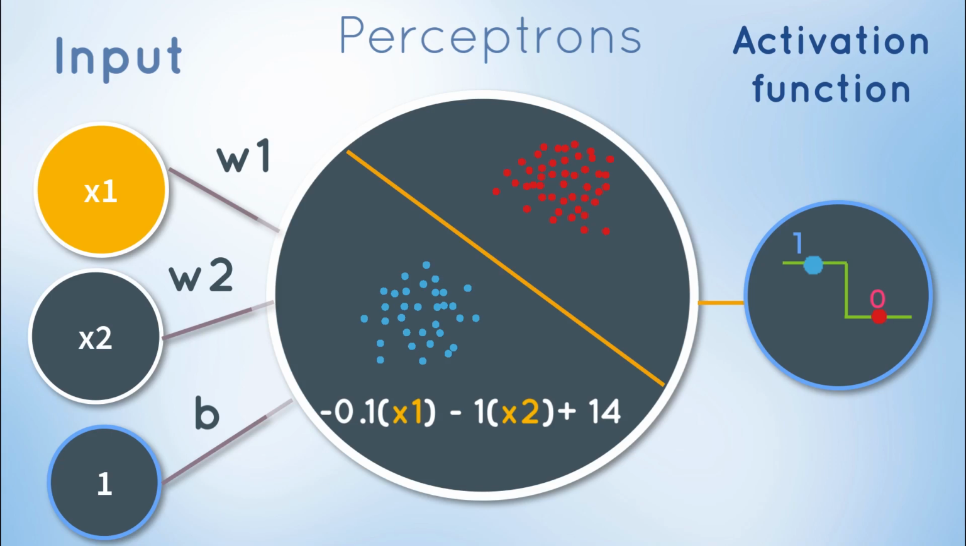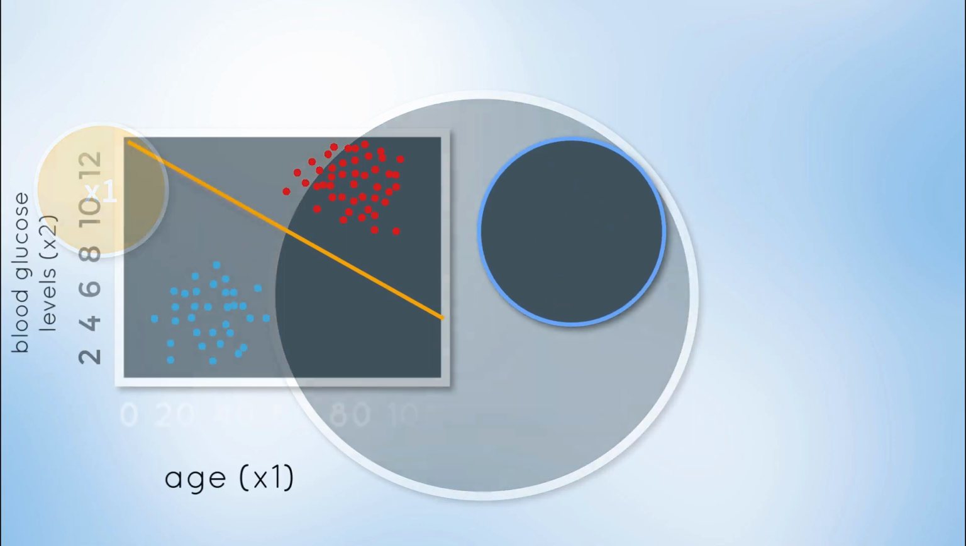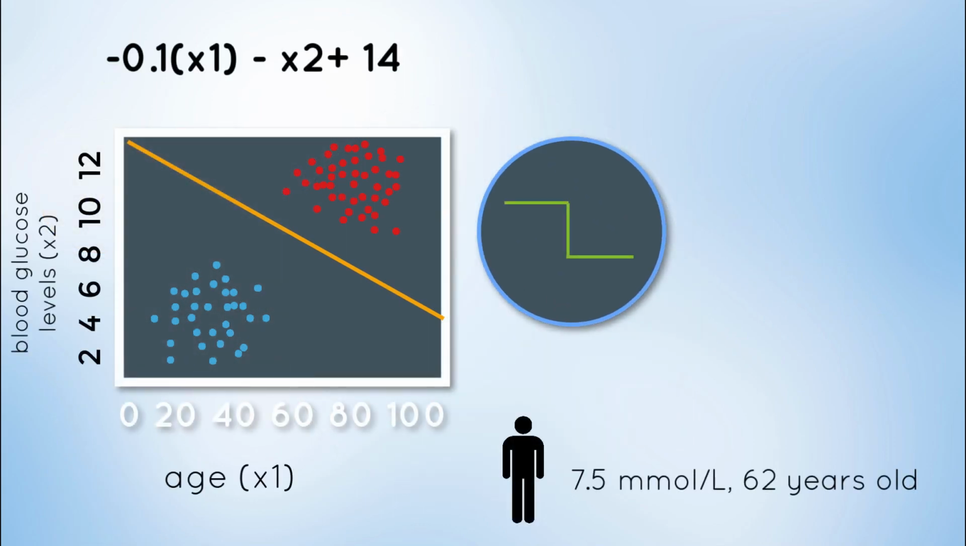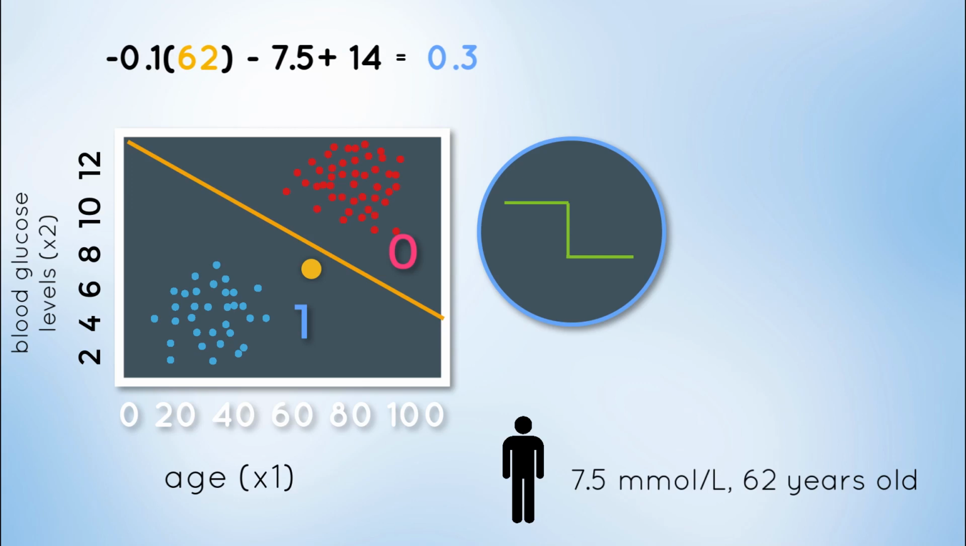Instead of representing our predictions as discrete values of zeros and ones, they need to be continuous probabilities, which is why we cannot use the step function. Because suppose we wanted to predict the likeliness of someone who is, let's say, 62 years old with a blood sugar of 7.5 millimoles per liter. We want to predict the likeliness of this person being diabetic. The value of that person's linear combination based on this model is negative 0.1 times 62 years old minus 7.5 plus 14. All of this equals 0.3.